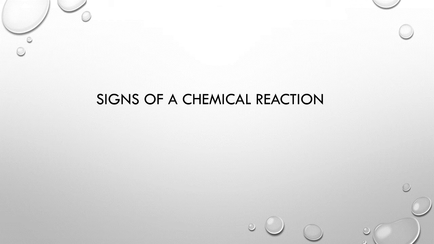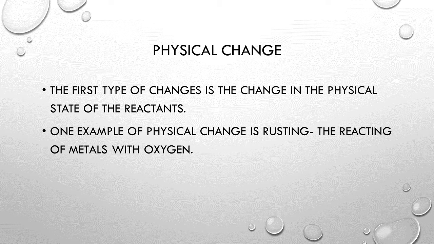Next, we will discuss signs of a chemical reaction. First, let's start off by saying physical change. Physical change is basically the change in the physical state of the reactants. One example of physical change is the change of carbon, which is solid, into a gas by reacting with oxygen, and this reaction will form carbon dioxide.